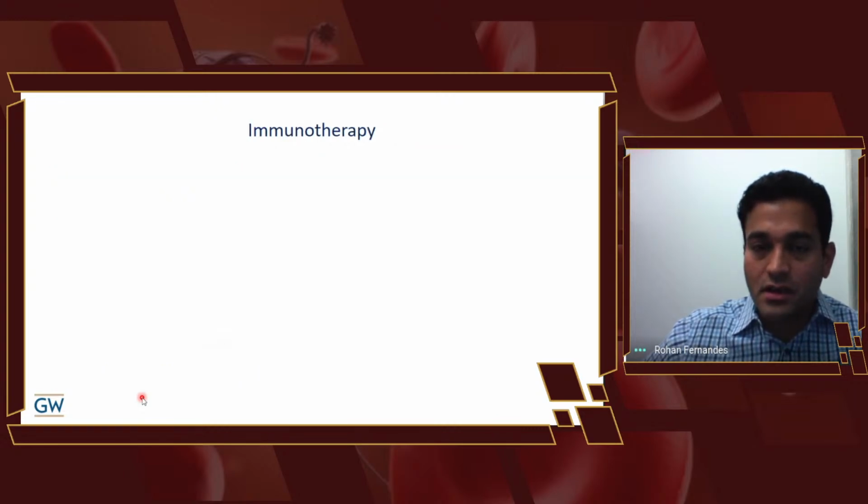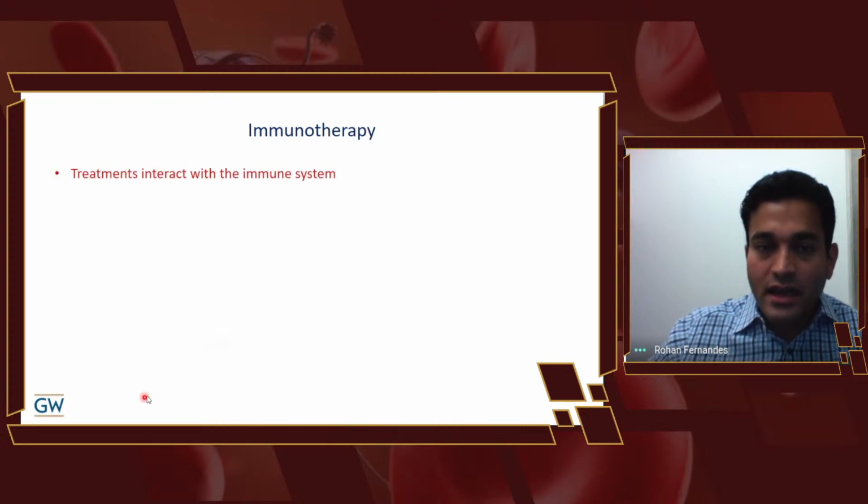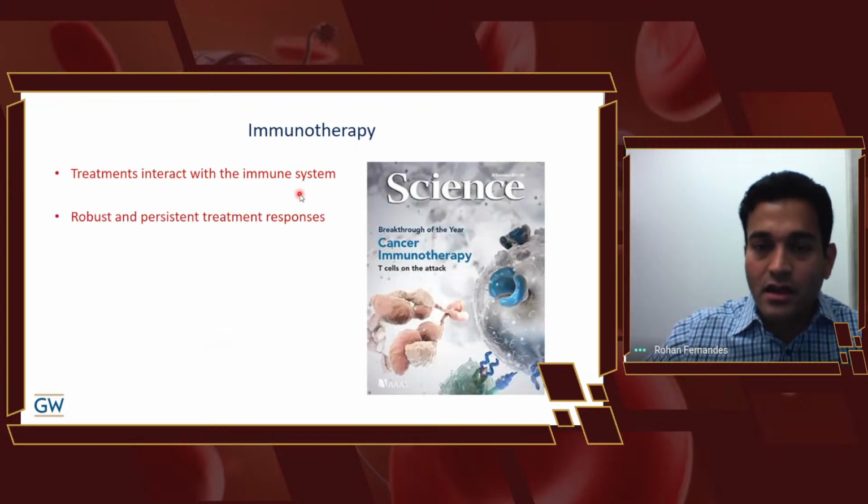So I wanted to give a brief overview of immunotherapy for those that are uninitiated. Any treatment that interacts with the immune system is classified as an immunotherapy. So why are people interested in immunotherapy? It is because immunotherapy offers the potential for robust and persistent treatment responses that may not be observed with other treatment modalities. In fact, it was recognized as such an important breakthrough that it was featured in Science magazine almost 8 years ago. But since then, there has been an explosion in the development of the field of immunotherapy.